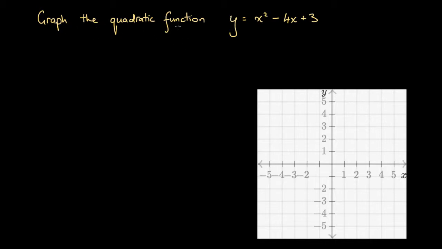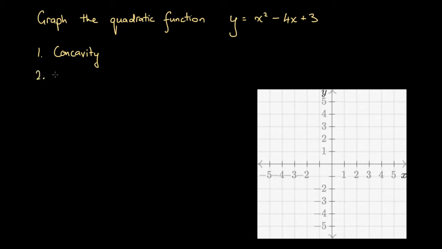Graph the quadratic function y equals x squared minus 4x plus 3. Well, in order to graph a quadratic function, we have to follow 4 steps. The first step is that we have to determine the concavity of the function. That is, we have to determine whether the function is concave up or concave down.